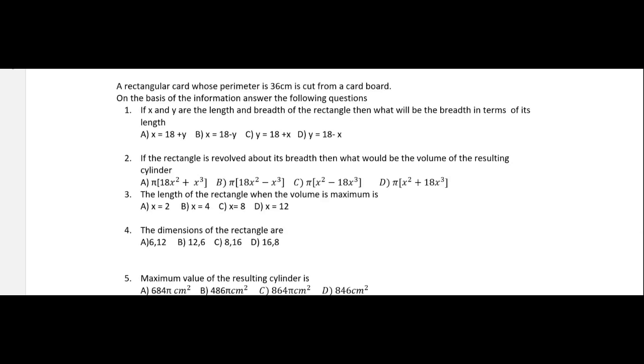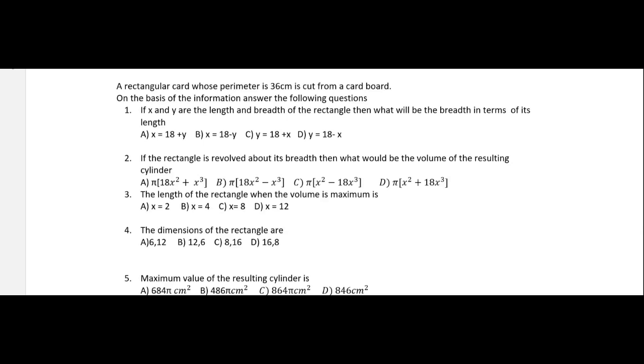If x and y are the length and breadth of the rectangle, then what will be the breadth of the rectangle in terms of its length? A. X is equal to 18 plus y. B. X is equal to 18 minus y. C. Y is equal to 18 plus x. And D. Y is equal to 18 minus x.